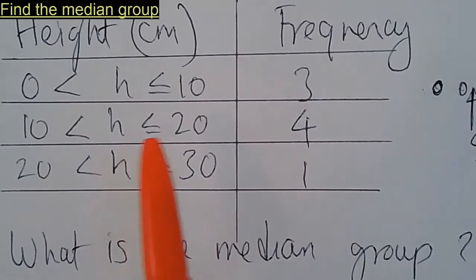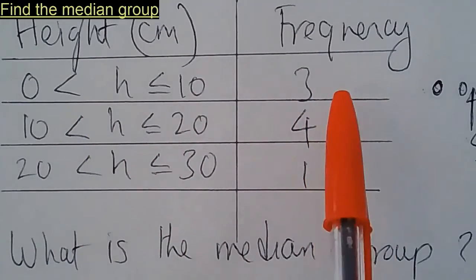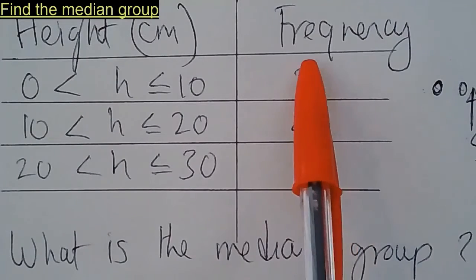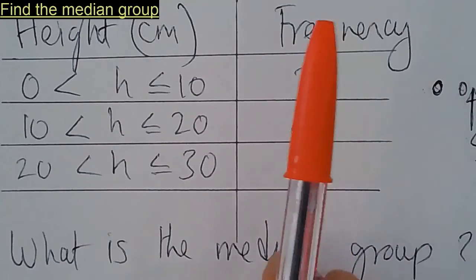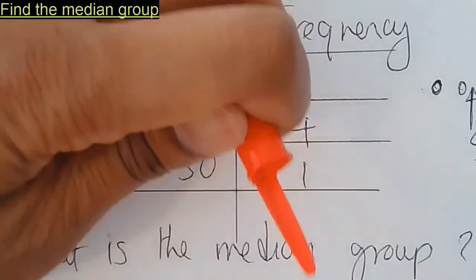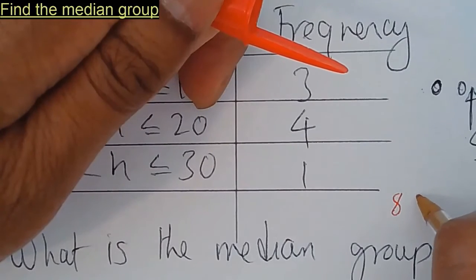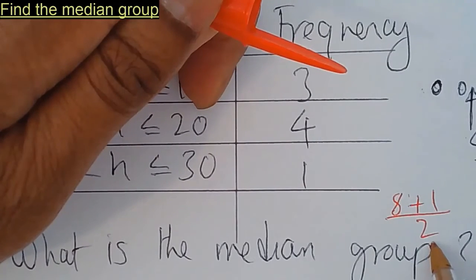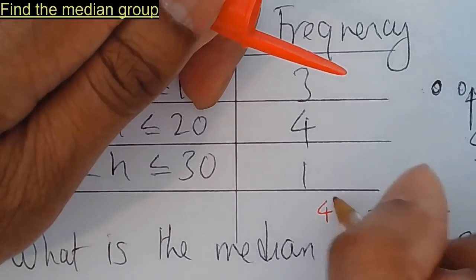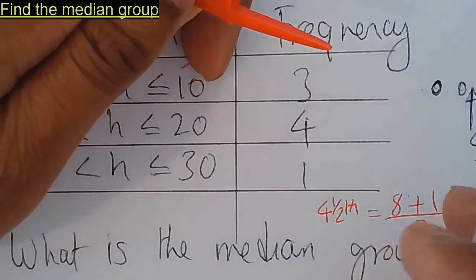I'm going to show you how to find the median group of this one. I've changed the number slightly. So we need to count how many plants we have. 3 add 4 add 1, that makes 8. We've got 8 plants. Remember to add 1 and then divide by 2. 9 divided by 2, 4.5. We're looking for the 4.5 position, 4.5 plant.